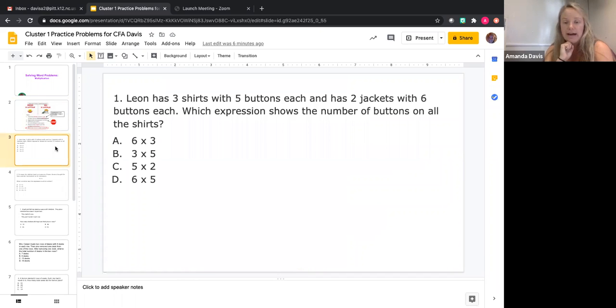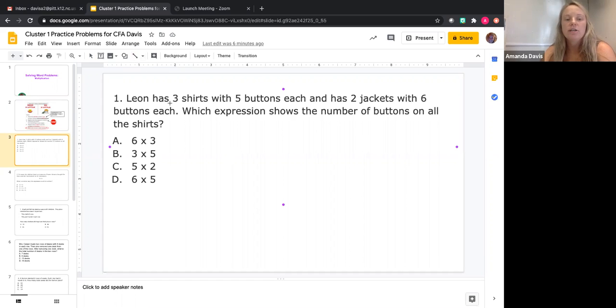I'm going to read it out loud. As I read, make sure you follow along on the screen. Leon has 3 shirts with 5 buttons each and has 2 jackets with 6 buttons each. Which expression shows the number of buttons on all the shirts? Now, as I read, I should have underlined important information because that's a lot of words. So I'm going to go back and do it again, and hopefully I'll be able to underline.